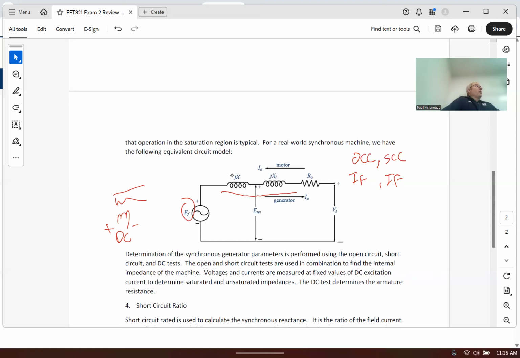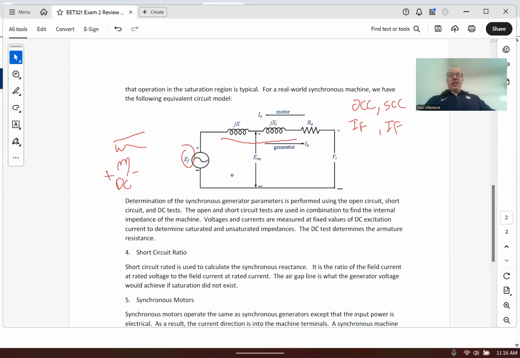Where we actually saw open and short circuit characteristics. And you had to find a common value for your field current so that you could read voltage and current at each of those points and calculate your synchronous reactance, your X sub S value. We didn't have any DC field tests for the homework problem. So you just assumed everything was X sub S. You just neglected any contribution from R sub A. Usually they're so small, you can neglect it. All right. But that's where it's key.